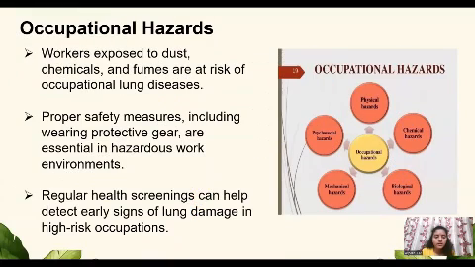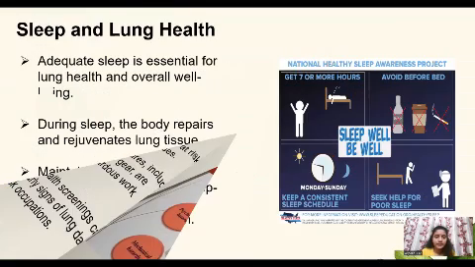Occupational hazards. Workers exposed to dust, chemicals and fumes are at risk of occupational lung diseases. Proper safety measures, including wearing protective gear, are essential in hazardous work environments. Regular health screenings can help detect early signs of lung damage in high-risk occupations. Some of the occupational hazards are physical hazards, psychological hazards, mechanical hazards, chemical hazards, and also biological hazards.